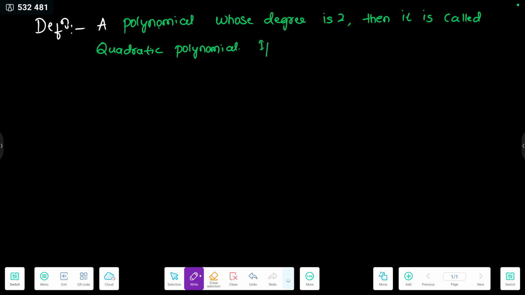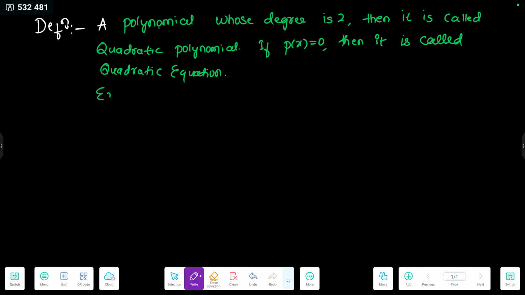If p of x equals 0, then it is called a quadratic equation. Example: 2x square plus 3x plus 1 equals 0. a should not be 0.